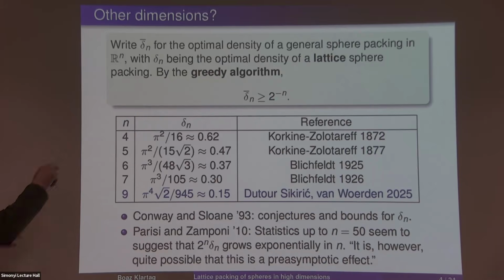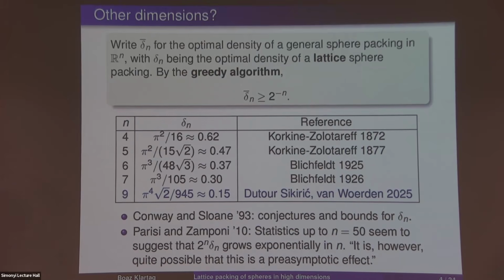What else is known about these numbers exactly? If you look at the case of lattice sphere packing, then you can determine the numbers also in the intermediate dimensions 4, 5, 6, 7, and recently also 9, in a computer science proof checking billions of local minima. So these numbers are known. But basically that's it. Even in dimension 10, I don't think even the lattice packing is known. There is a collection of articles in a book by Conway and Sloane, with many conjectures and bounds for delta n.